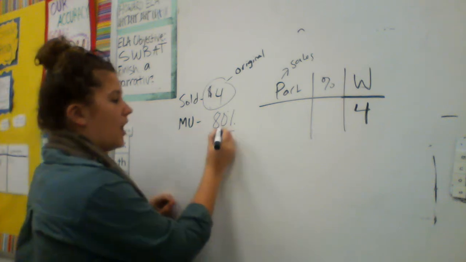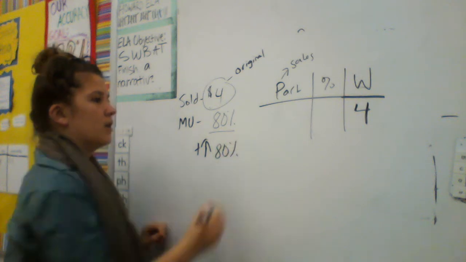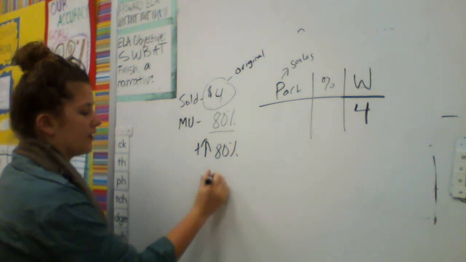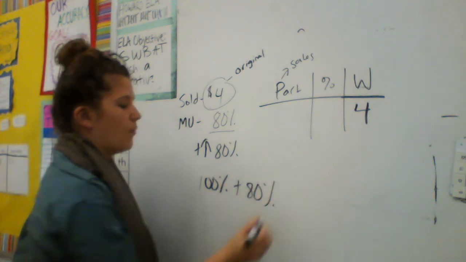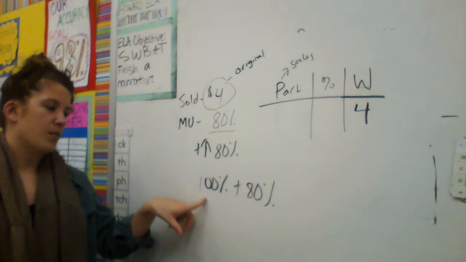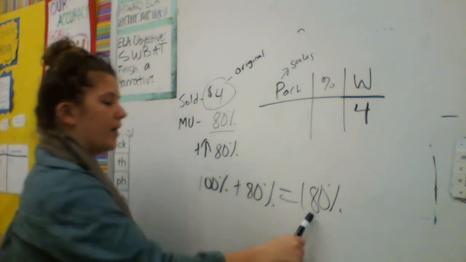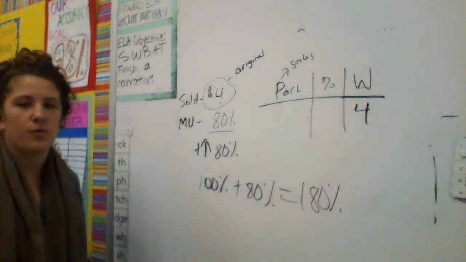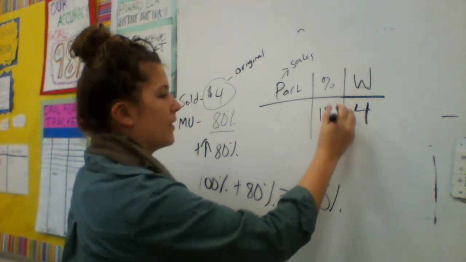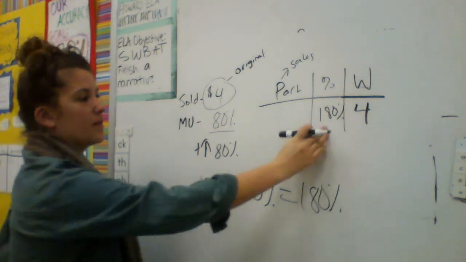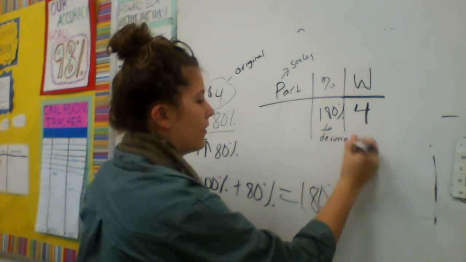If it's being marked up 80%, that means it's going up 80%. The original cost is 100% of the cost. And if it's being marked up 80%, we're paying 80% more than the original cost, or 100% of the cost plus 80%, which is 180%. We're going to pay 180% of the $4 when we buy the shirt in the store. So when I do percent, I'm going to write 180. And I just have to keep in my brain that I need to make this a decimal when I write my equation.